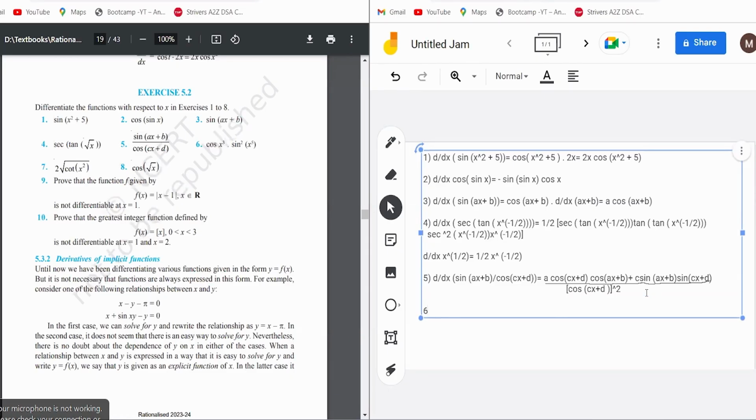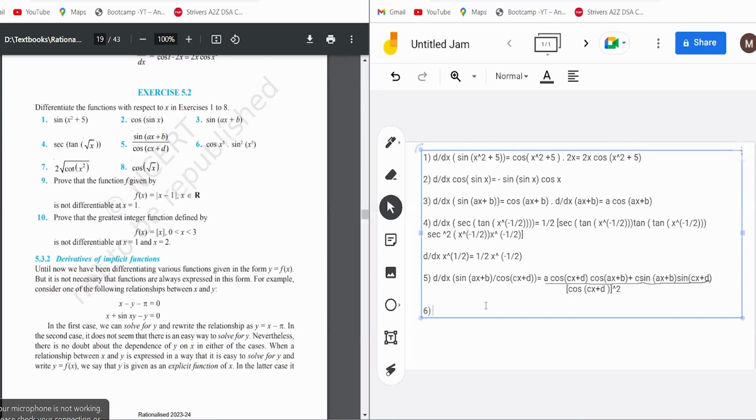Question number 6. In question number 6, it is saying cos of x cube multiplied by sine square of x power 5. So here what will we use? Here we will use our product rule. So how to use the product rule? We just apply differentiation of first function multiplied by second function plus differentiation of second function multiplied by first function. So let's take the first function as cos of x cube and the second function as sine square x power 5.